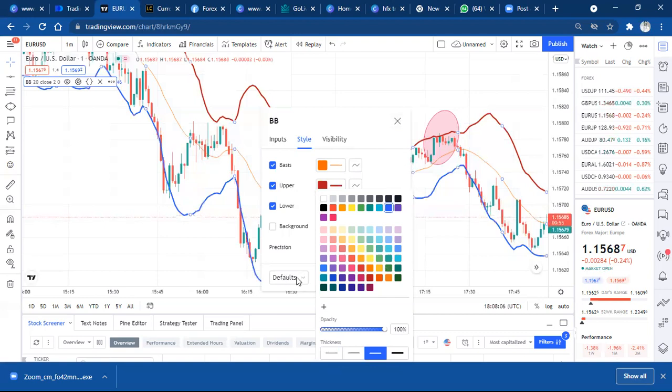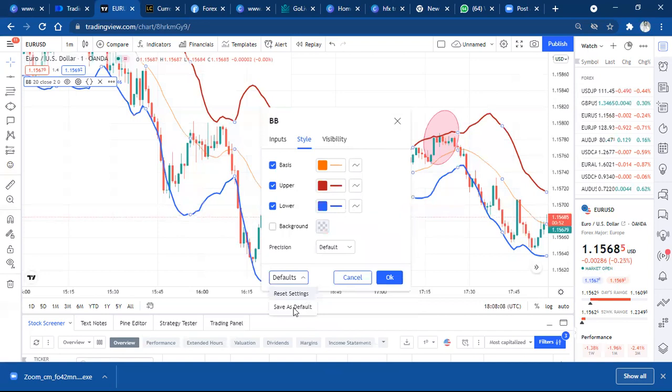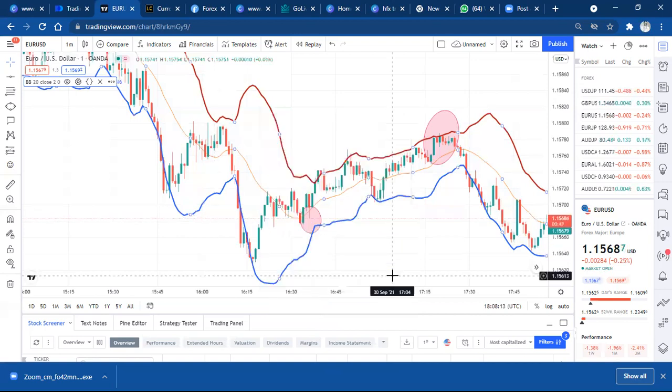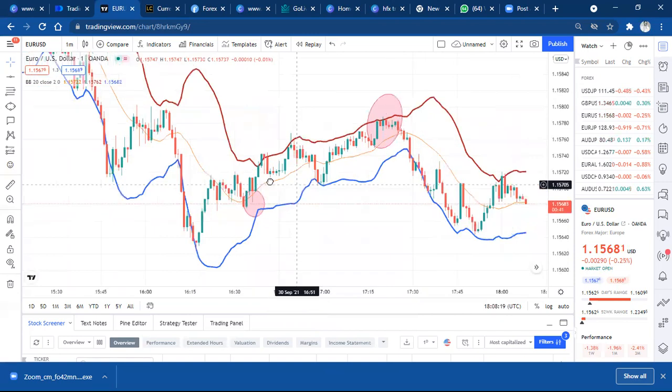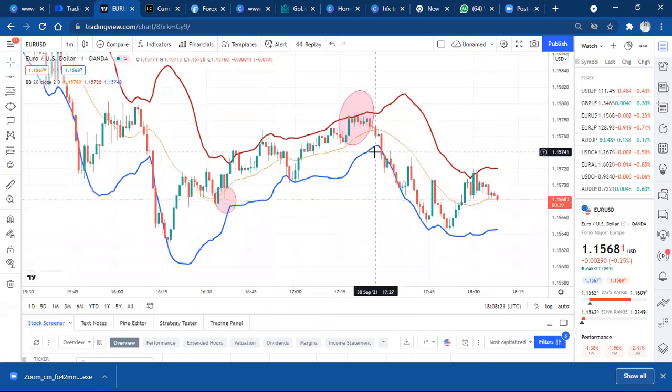And then you can save as default. Can you see now? So this thing is telling you the middle Bollinger Band again, it acts as an EMA, estimated moving average, and it tells you what is the direction of the market at the moment.